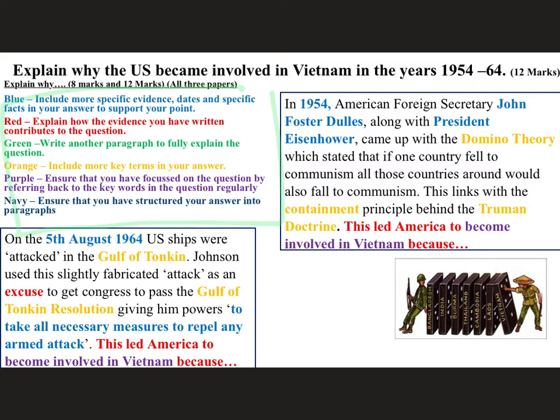In terms of the domino theory, it's pretty well answered. But if you got blue, you could always think about the years and the people involved.